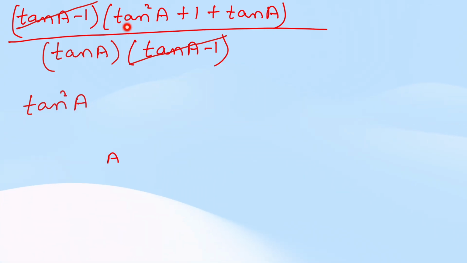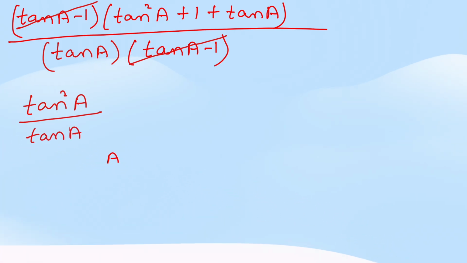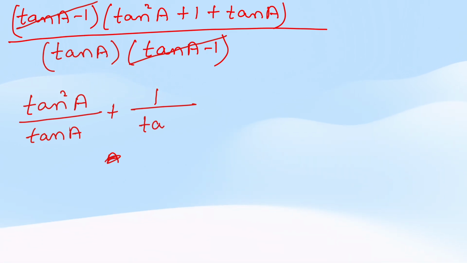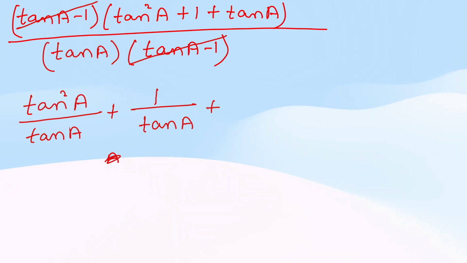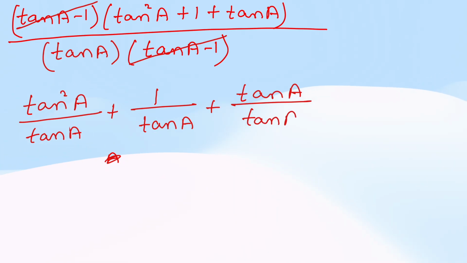So what I am getting here is tan square a upon tan a, that is, this denominator will be distributed in all the three terms. tan square a by tan a, 1 by tan a and tan a by tan a, right? Let's see what happens. tan square a by tan a plus 1 by tan a plus tan a by tan a. Any doubt in this? I just distributed the base with all the three terms. I just separated it, right?